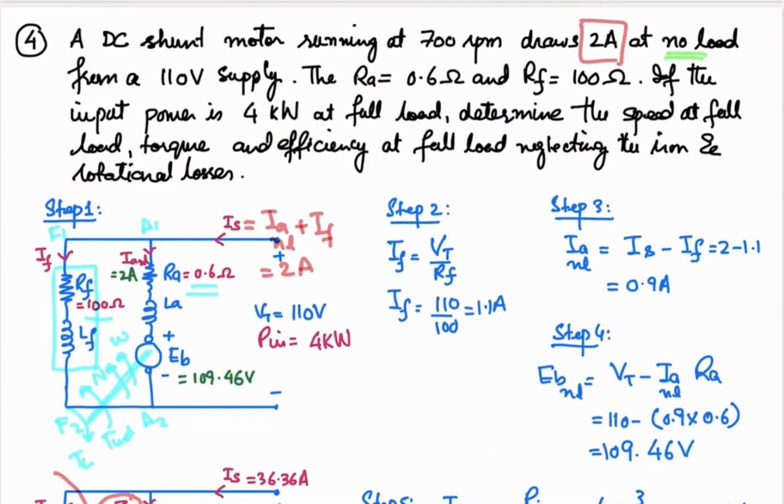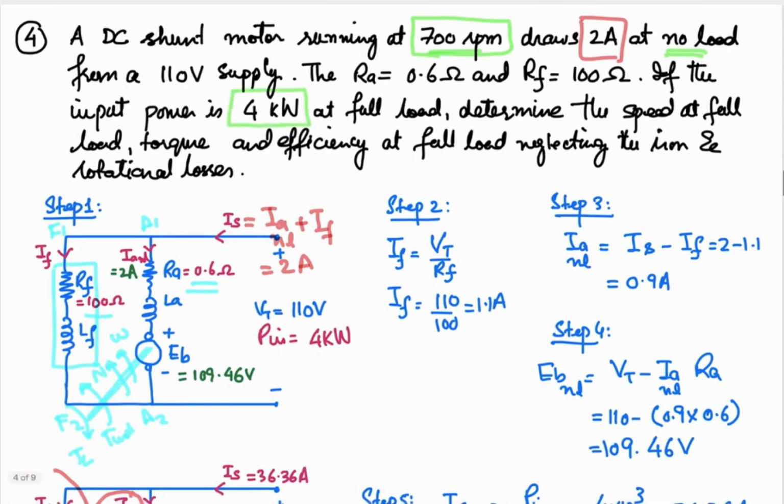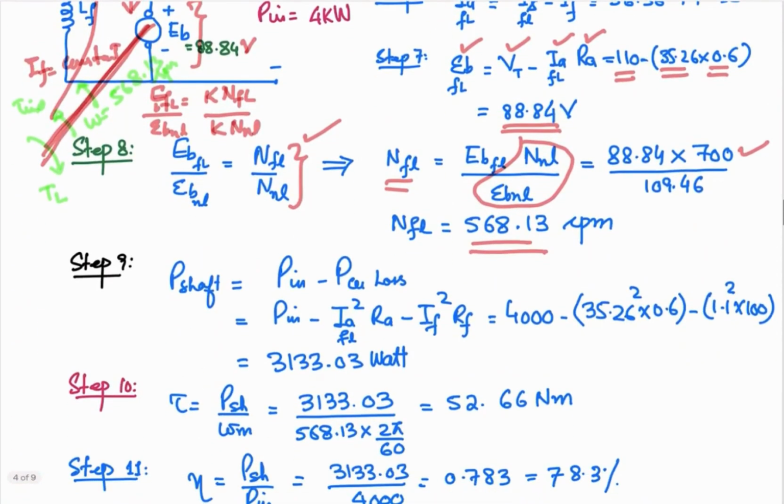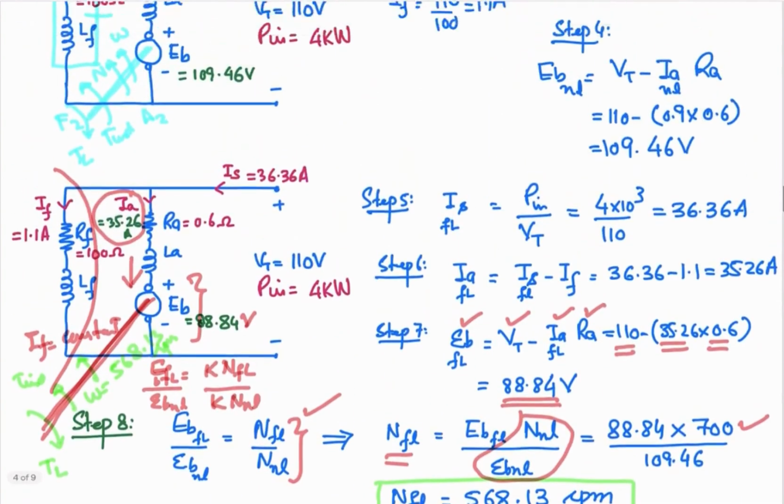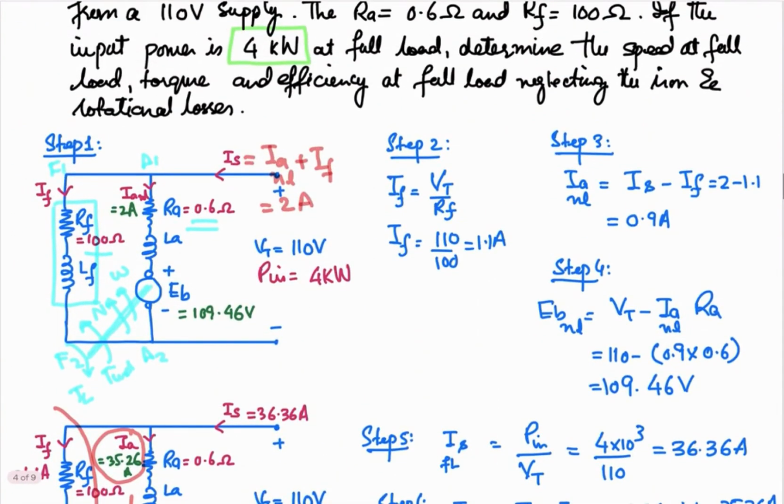At no load, the speed was 700 rpm. But once you apply the load and your machine is now taking 4 kilowatt at the terminal, at that time the speed is reduced to 568.13 rpm. Okay, now let's calculate the losses because we are supposed to find out the efficiency. We have determined the speed at full load. This part is complete, and the next is to find out the torque and the efficiency.